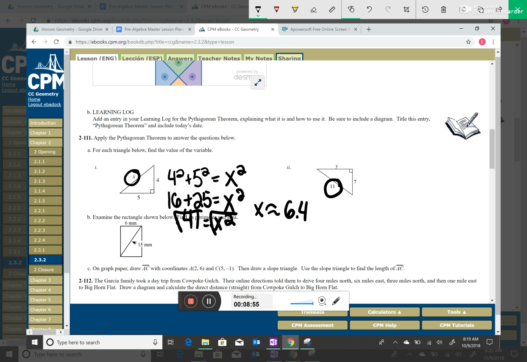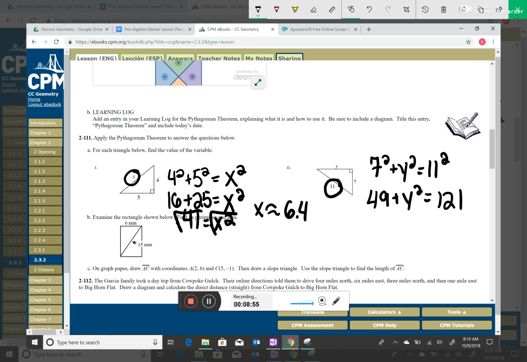This one, same thing, but this time my hypotenuse is given to us. What I would do every single problem is just circle your hypotenuse right off the bat, that way you know. So we have 7 squared plus y squared equals 11 squared. So I am going to have 49 plus y squared is going to equal 11 squared.